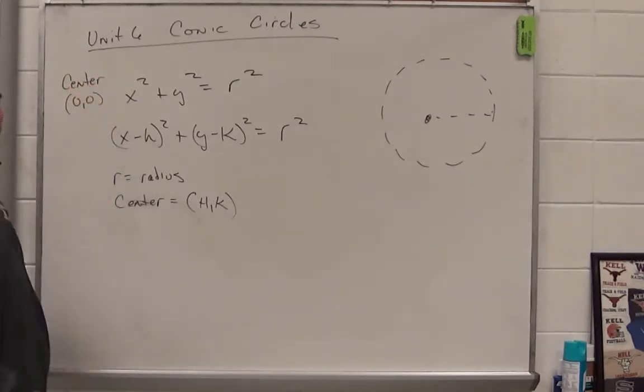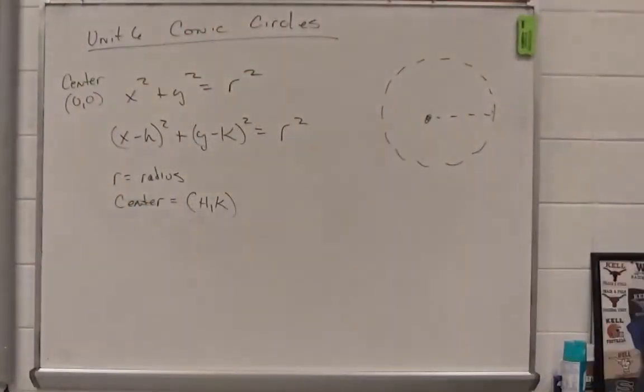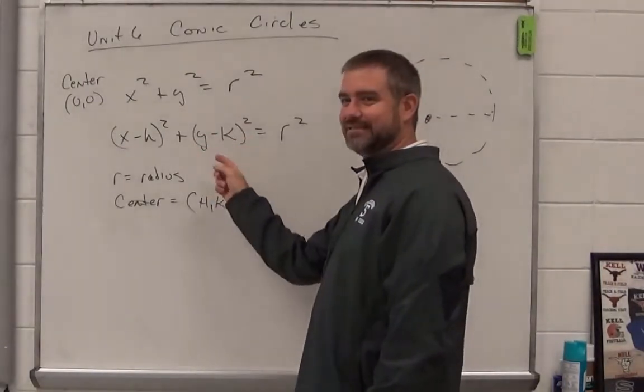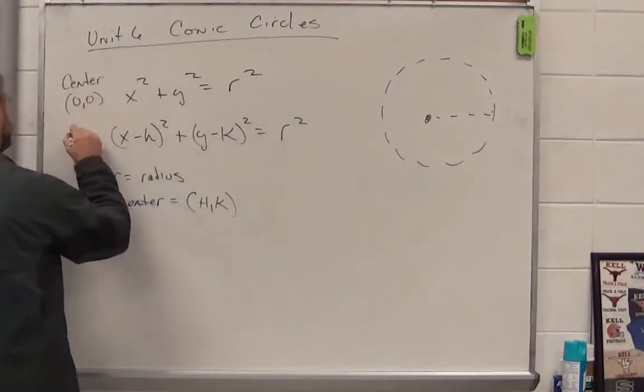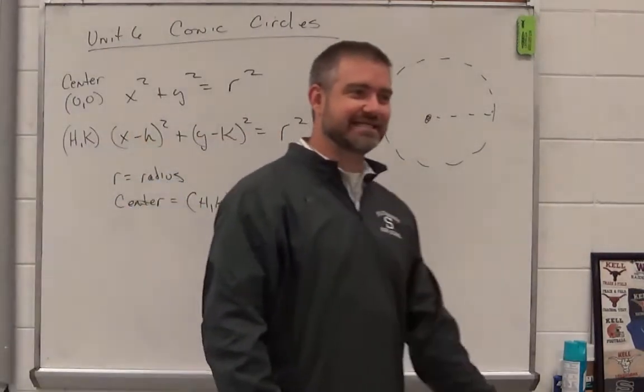We have a name for (0, 0), and it's not middle. Origin. The origin. Where do you think the center is when it looks like this? (h, k). Very good. Write that down. (h, k) is the center of the circle.